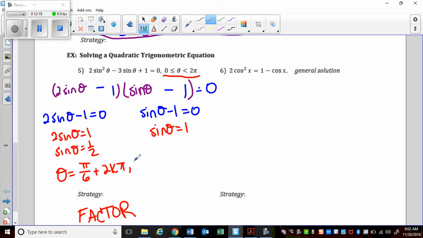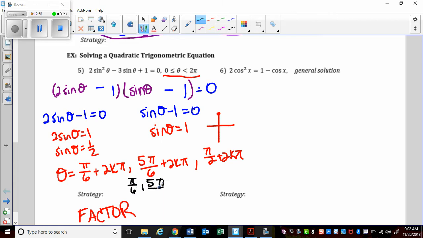Also, sine is positive in the second quadrant. So I also know that at 5 pi over 6, sine is also 1/2. And sine equal to positive 1: sine are my y values. My y values are positive 1 at pi over 2 only. So pi over 2 plus 2k pi. So within this interval, all I have is pi over 6, 5 pi over 6, and pi over 2. Those are not in the right order.